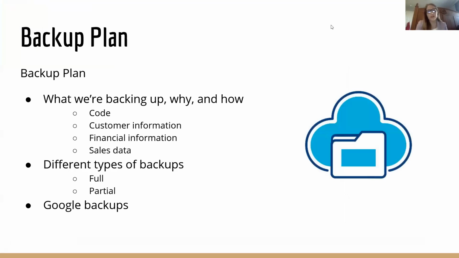So as of right now, we're backing up our code, our customer information, our financial information, our sales data. As we grow, we're also going to back up employee data, but at this time, we're all volunteers. So we're going to be doing different kinds of backups. We're going to do a full backup every 3 months on Google Drive and on our hard drive that's going to be stored off-site. And we will do partial backups weekly and daily, depending on the amount of things that we are changing.